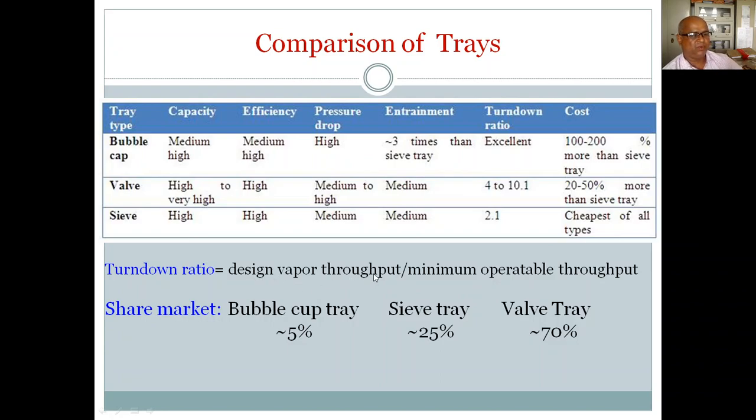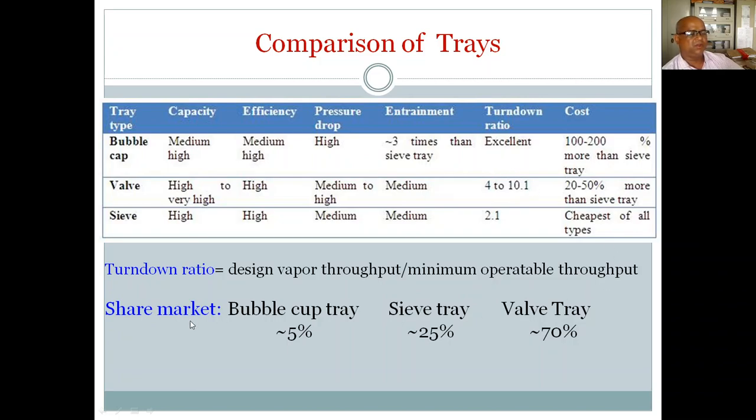Design vapor throughput and minimum operable throughput. What is the design flow rate of the vapor, and what is the minimum I can make? In this case the sieve tray is the worst. If you keep the minimum flow rate below a certain value, you cannot go beyond it, because then weeping and dumping will come in. The valve tray is far better.